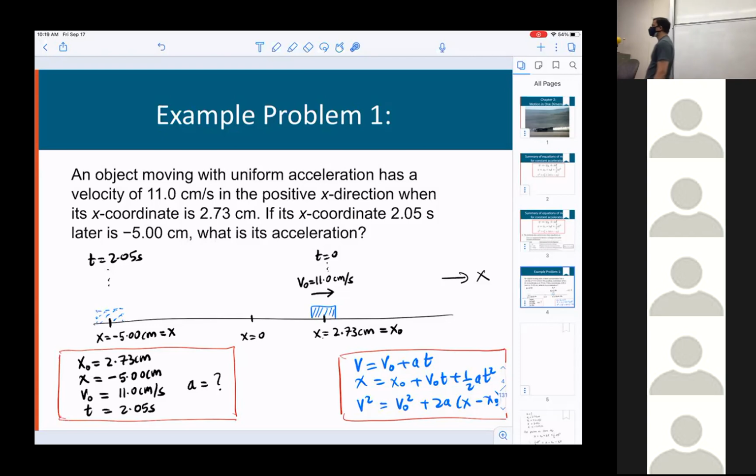Yeah. So you said that it's coming back in the negative direction and then it starts going back in the positive direction? The other way. So this is the positive direction here.